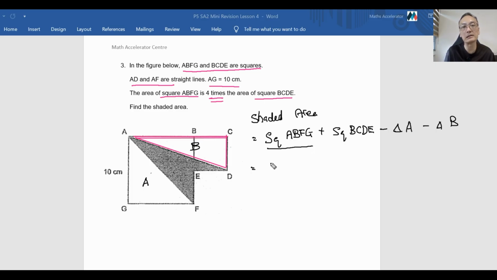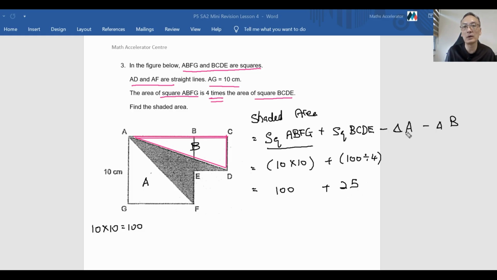Yes, this square, we already know one side is 10, so it should be 10 times 10. So we know that 10 times 10 will give us 100. So let's write here 100. And then the small square, we were told the smaller square is 4 times smaller than the bigger square. So this will be 100 divided by 4. 100 divided by 4 will give us 25.